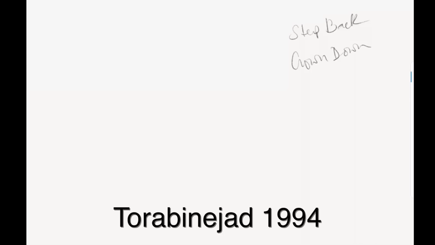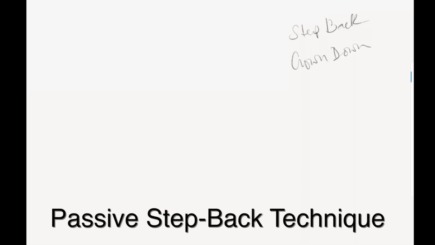This technique was actually improved by Dr. Torabinejad through a passive step back technique, and that made a lot of sense, but we're not going to get into that right now. Crown down technique was further explained by Dr. Goerig and then later by Morgan and Montgomery in the early 80s, and the idea was kind of the opposite of the step back.